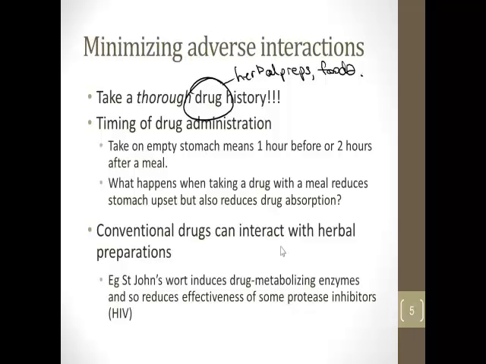As I said before, conventional drugs can interact with herbal preps, so just be aware of what some of the herbal drugs or herbal preparations actually do. So there's an example there.